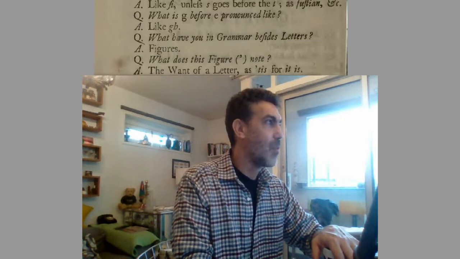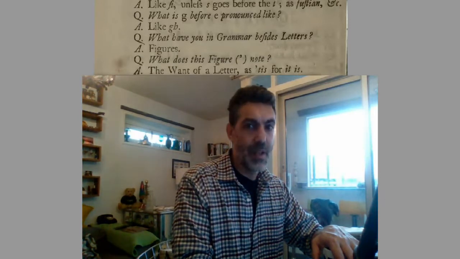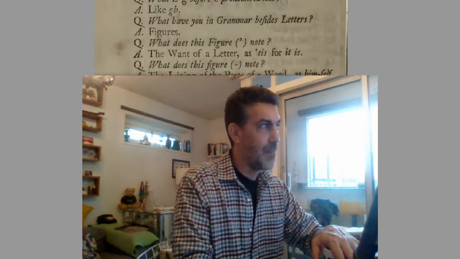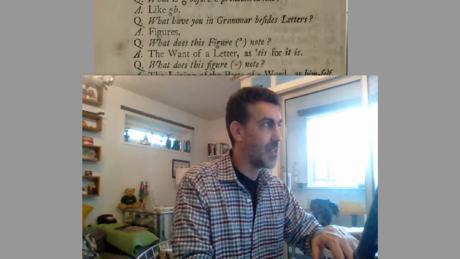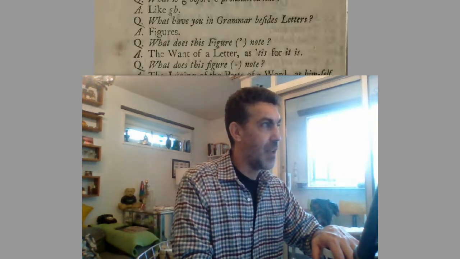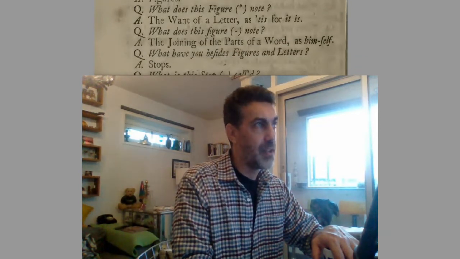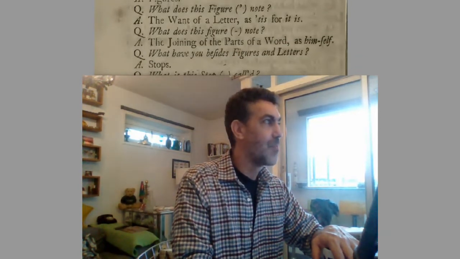Figures. What does this figure, that's the little one up there that you can see, note? The want of a letter. That means the lack of a letter, as in 'tis for it is, apostrophe 'tis. What does this figure, little line, note? The joining of the parts of a word, as himself. We call this a hyphen.